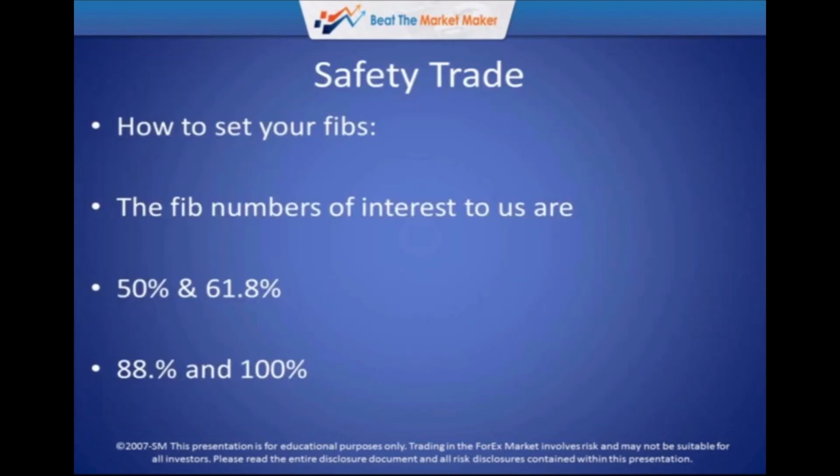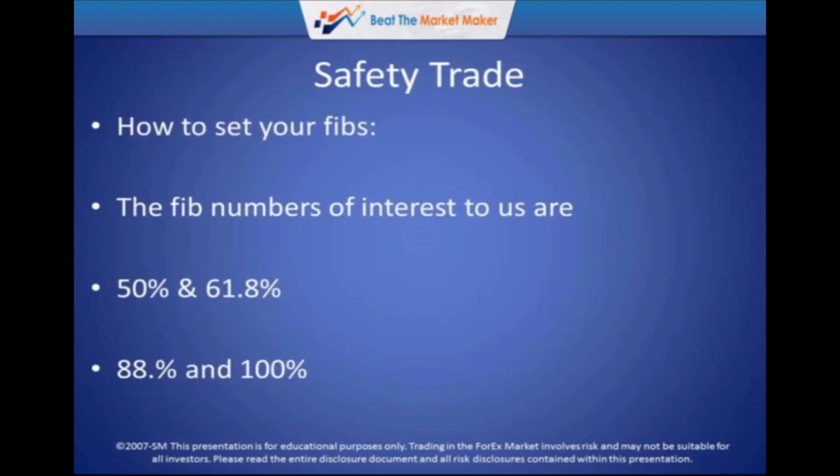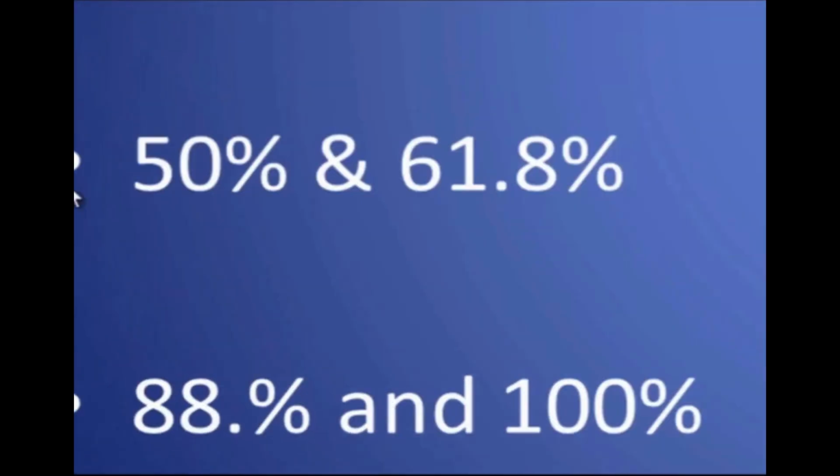All right. How to set your fibs. If you noticed, I have double bands of fibs. Take a look. 2 sets of bands. I got bands here and the bands here. So here's what I'm looking for. I'm looking for a 50 to 618 retracement.